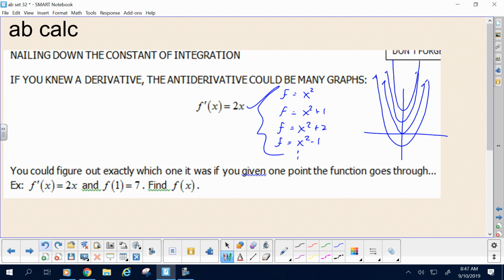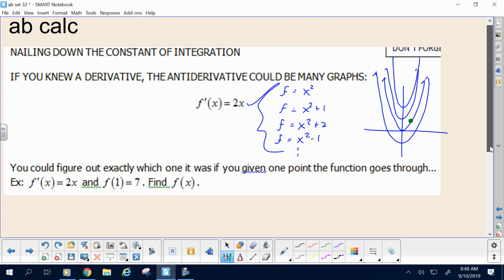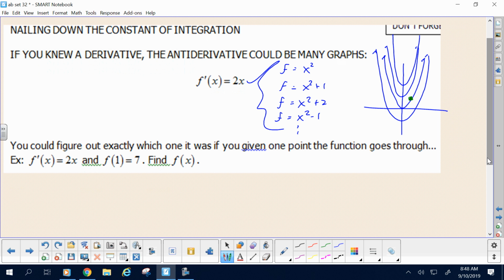So important. Okay, the point is this. If I told you two things, if I told you, all right, the derivative is 2x, and the original curve passed through the point (1, 1), then doesn't that narrow it down to just one possibility? Not all of these go through (1, 1). Only one of them goes through (1, 1). So if you're given the derivative and a point, that will allow you to find the plus c.